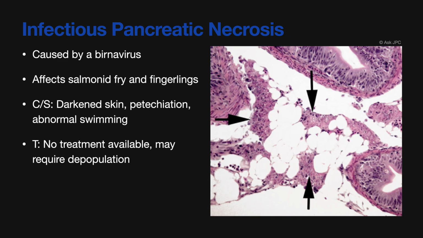Finally, we have infectious pancreatic necrosis, which is caused by a birnavirus. This disease affects salmonid fry and fingerlings. Clinical signs include darkened skin, petechiation, and abnormal swimming.